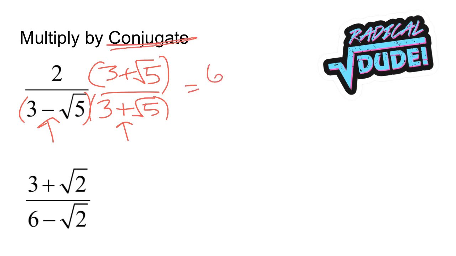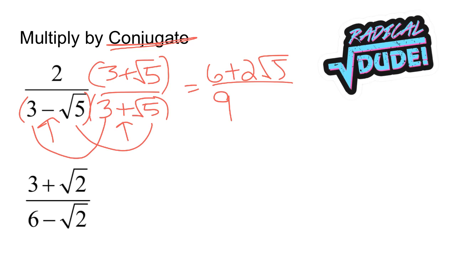Now, on the top, you're going to get 6 plus 2 radical 5. Now, on the bottom, you have a sum and difference pattern, so you don't have to FOIL that out. All you have to do is take 3 times 3, that's 9, and then negative radical 5 times positive radical 5 is going to be negative radical 25, which is 5. You see, now there's no radical in the bottom. So our final answer would be 6 plus 2 radical 5 all over 4.